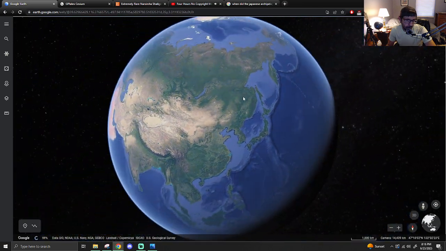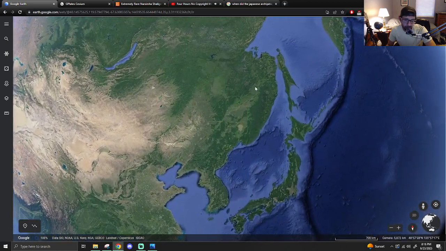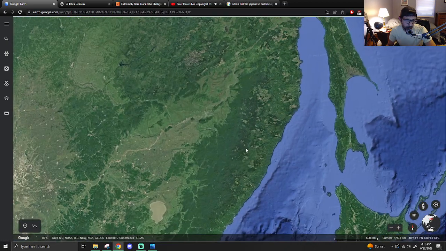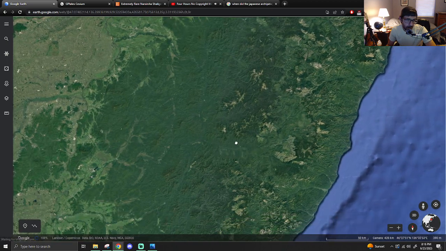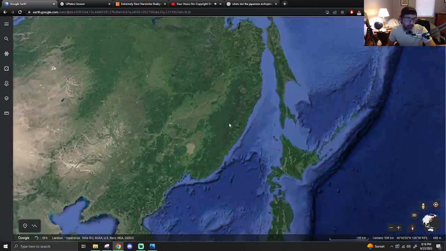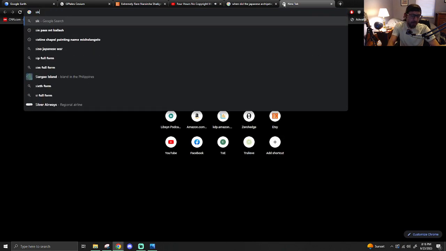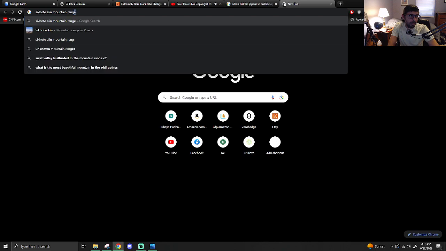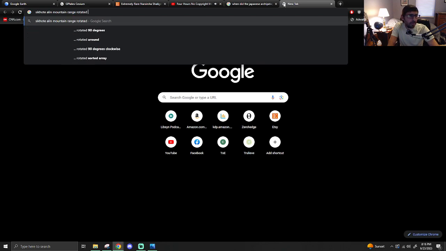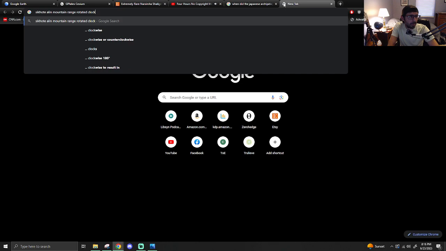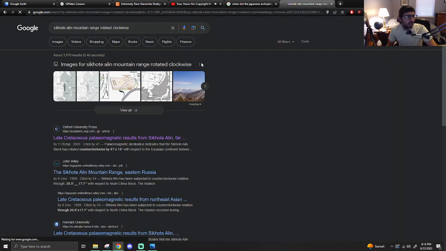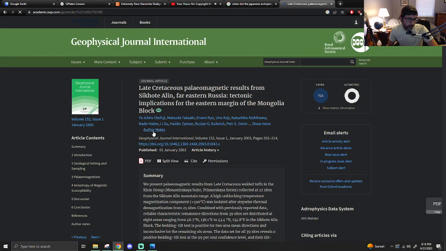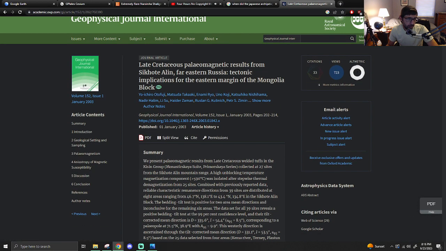The Sickhawk Allen, I don't know how to say it, the mountain range here. This mountain range. There we go. Counterclockwise, that's what I was trying to find. Late Cretaceous.